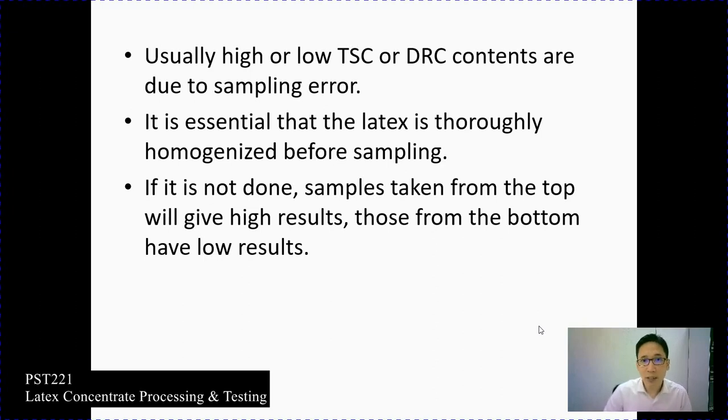Okay, it is essential that latex is thoroughly homogenized before sampling. This is what I keep reminding students: when you do sampling, when you take a sample, please shake your sample bottle thoroughly before you take the latex sample for testing. What happens if you do not make your latex homogenized?